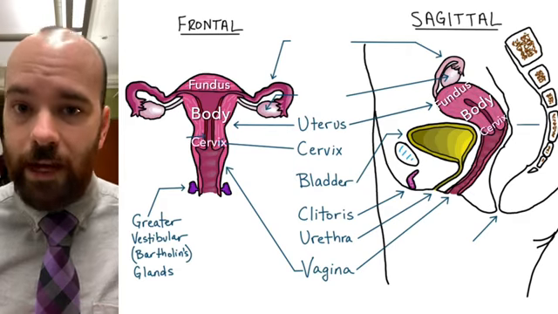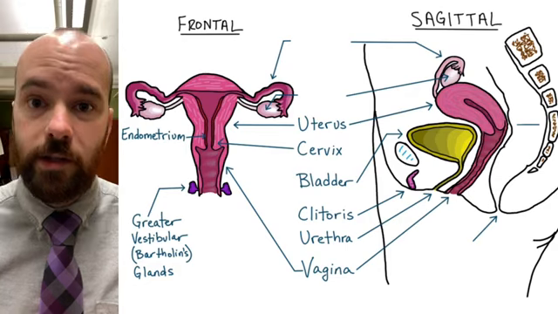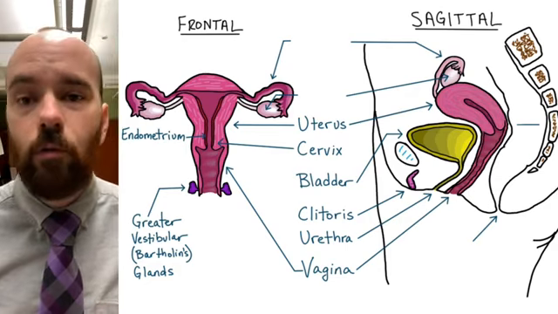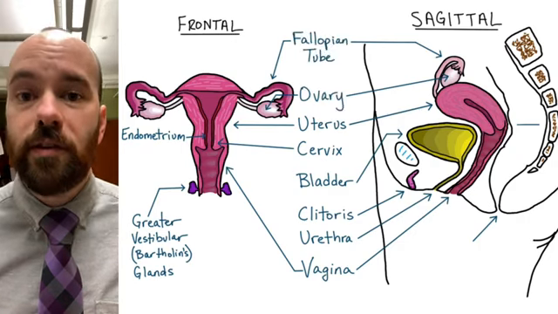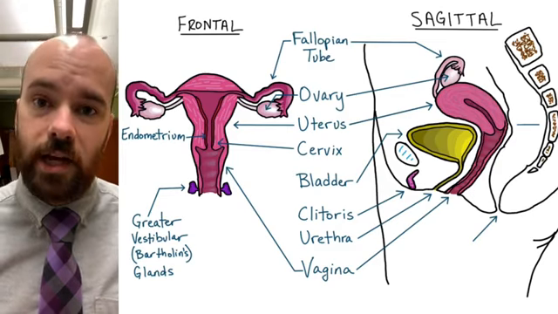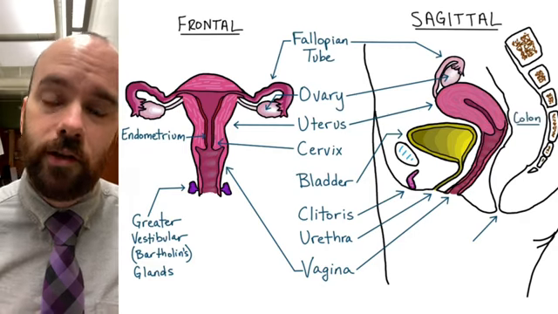We have the inner lining of the uterus called the endometrium. That's going to be the part that develops during the menstrual cycle and then is menstruated or shed during menstruation. We have the fallopian tubes, which connect the uterus to the ovaries. The ovaries are the site of oogenesis and ovulation, where an egg gets released, where it has the chance to be fertilized by a sperm cell. Finally, in the posterior part of the diagram, we have the colon as well as the anus.